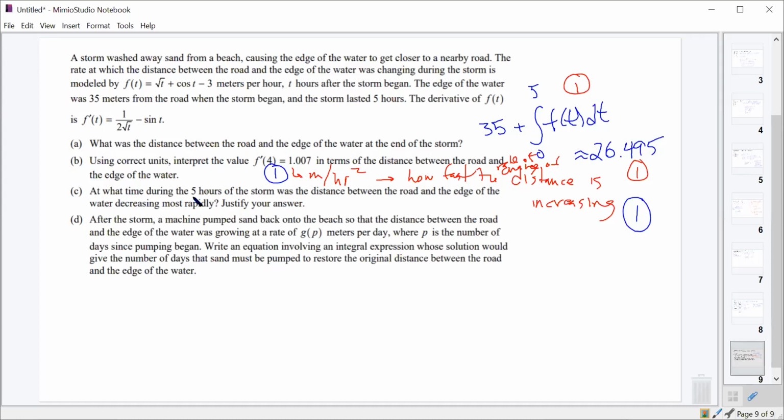Part C, we're looking at what time during the 5 hours of the storm was the distance between the road and the edge of the water decreasing most rapidly. So that'll happen when the rate of change is equal to 0, right? When the derivative of that is equal to 0. So we're looking for when does f prime equal 0? And your calculator will tell you that that occurs. You just set that equal to 0.